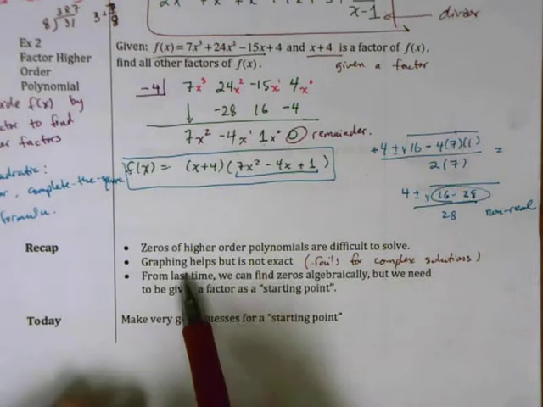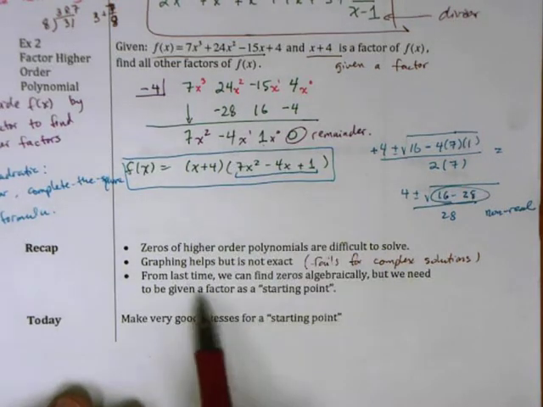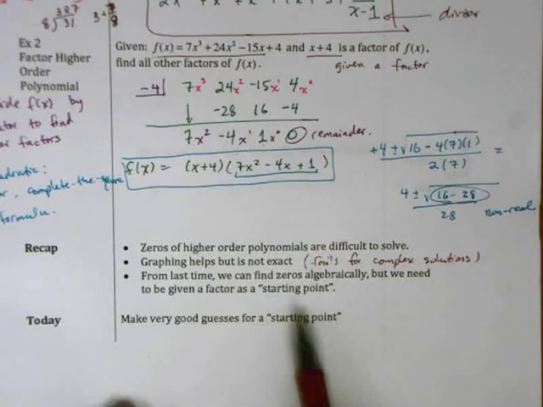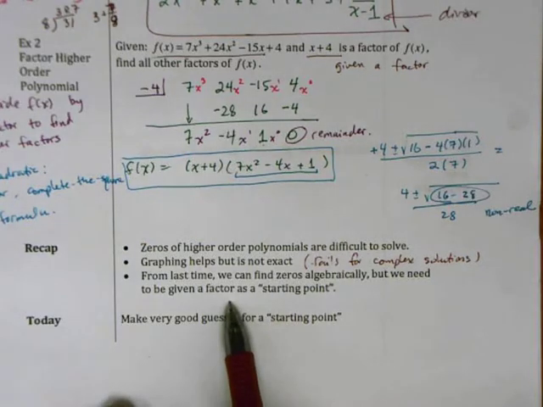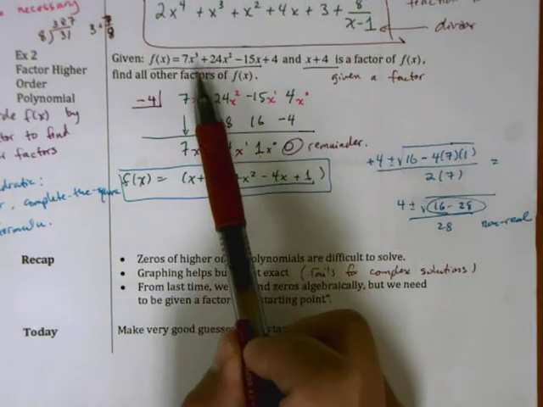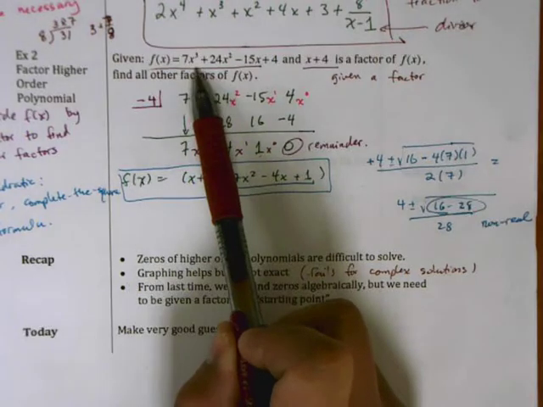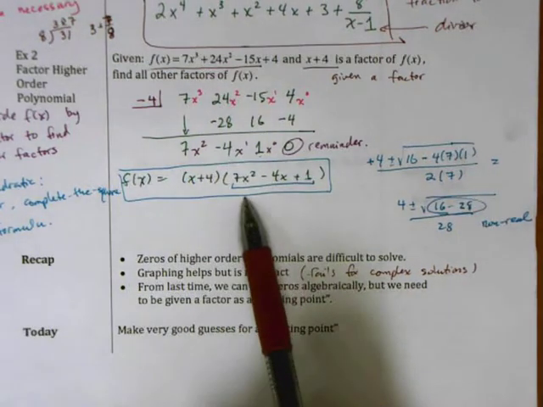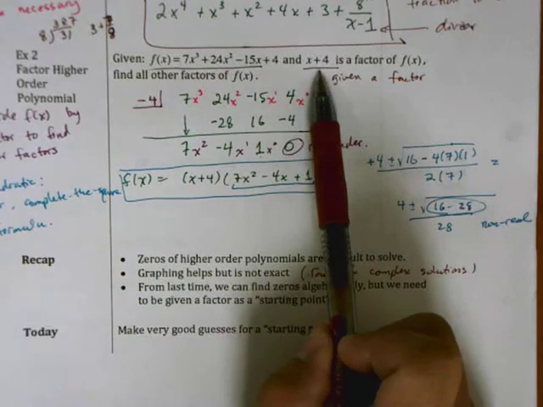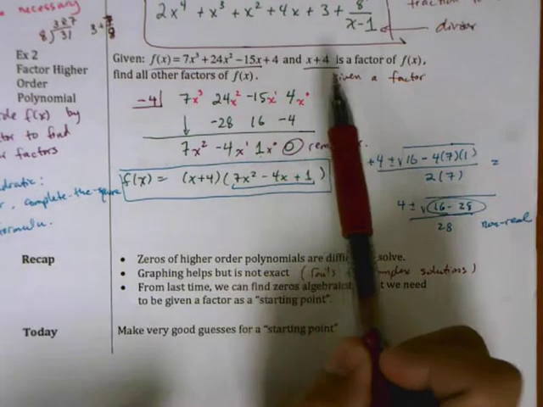And then from the last couple videos we've seen here, we can find zeros algebraically, but we need to be given a factor as a starting point. So we can find zeros of this function here. We can factor it down to something that looks like this, but to do that we really need to have something here as a starting point. Otherwise we can't factor it.